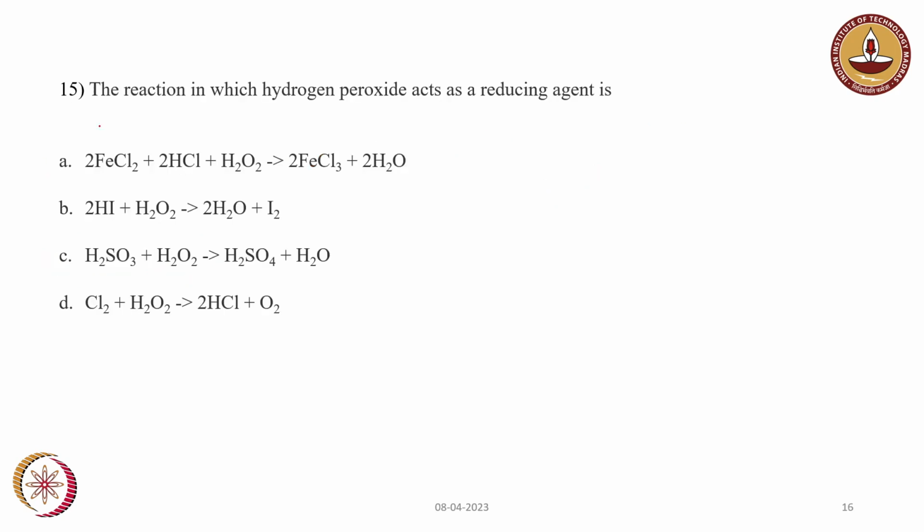The next question: the reaction in which hydrogen peroxide acts as a reducing agent is option A, 2FeCl2 plus 2HCl plus H2O2 giving 2FeCl3 plus 2H2O. Option B is 2HI plus H2O2 giving 2H2O plus I2. Option C is H2SO3 plus H2O2 giving H2SO4 plus H2O. And option D is Cl2 plus H2O2 giving 2HCl plus O2.